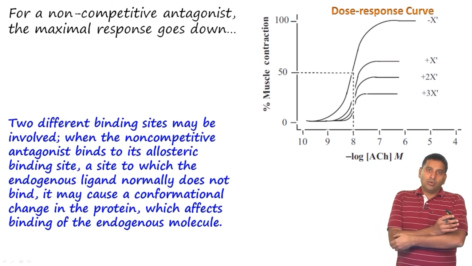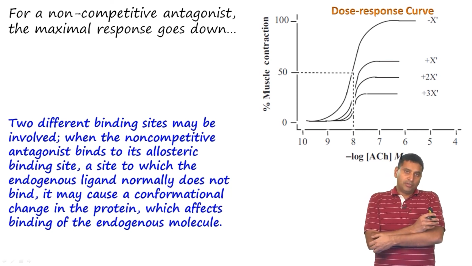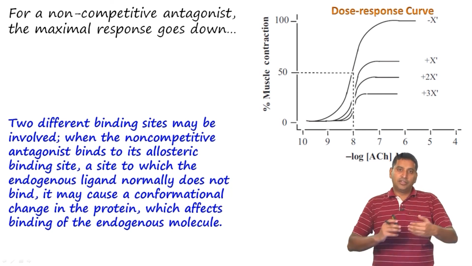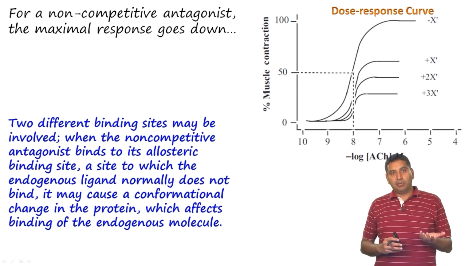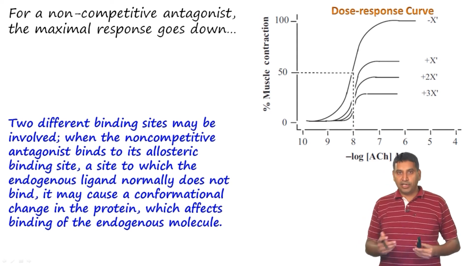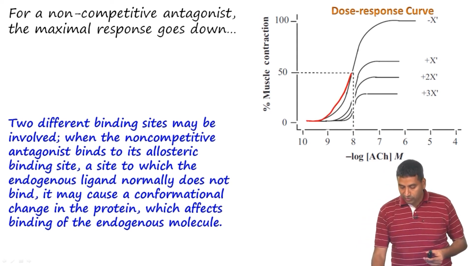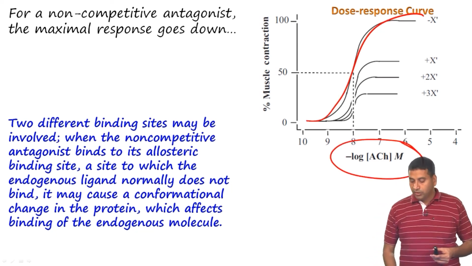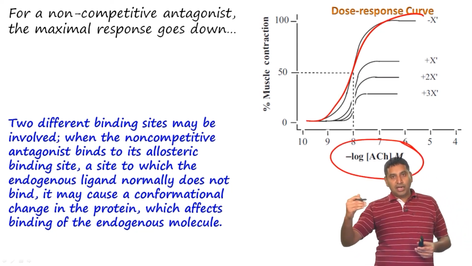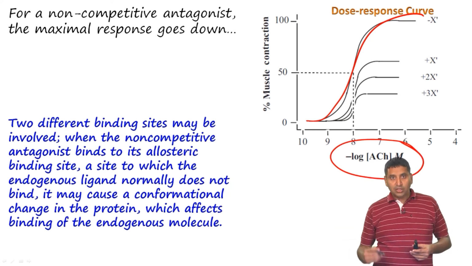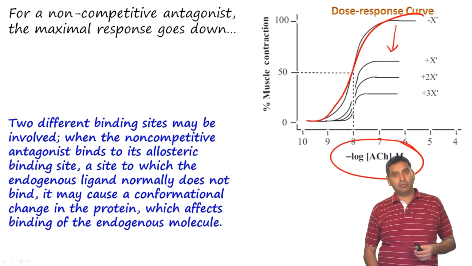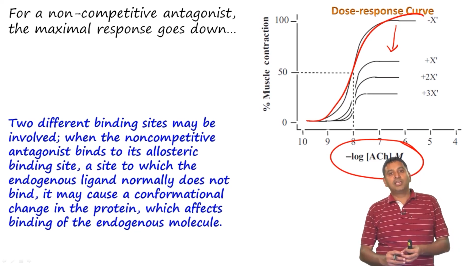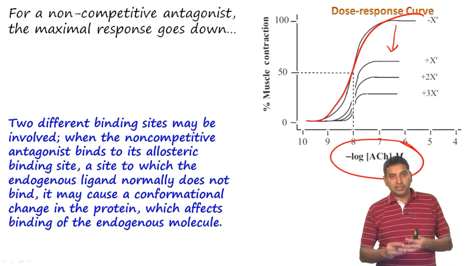which is not necessarily a bad number. Okay. So, for a non-competitive antagonist, we have already looked at its characteristics, what would happen is that the maximal response will go down. Again you see percentage of muscle contraction with varying doses of acetylcholine, and you find a similar curve. Then when you add the non-competitive antagonist, the maximal response will go down, because it is not competing for the binding site.